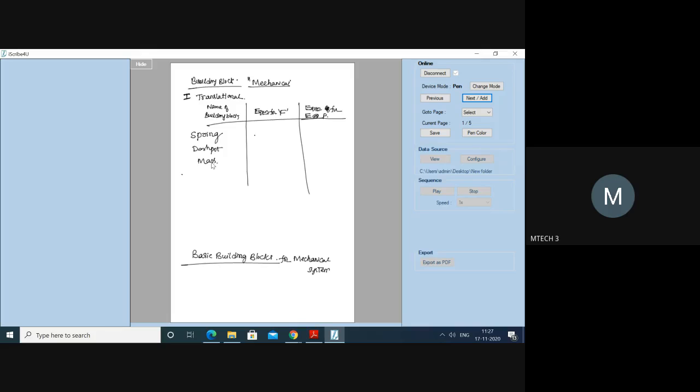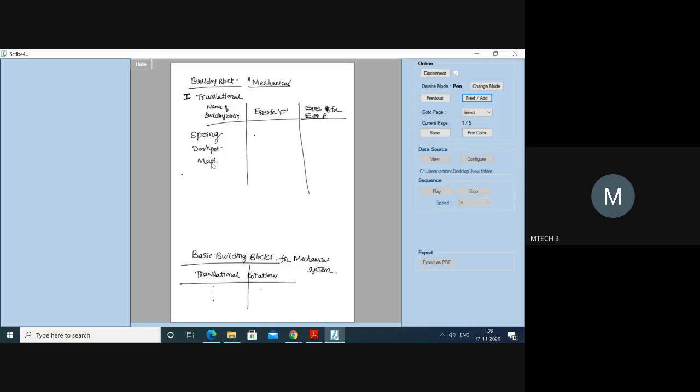Now the question will be, briefly explain the basic building blocks for mechanical system. Under this, as I told, translational, then rotational. Under translational, again I am making springs, dashpot, and mass. Correct? Yes.